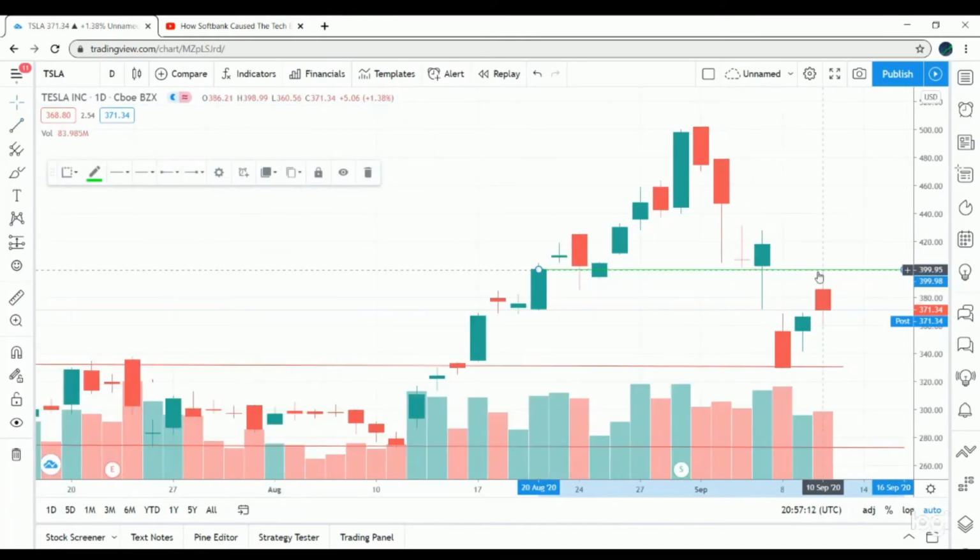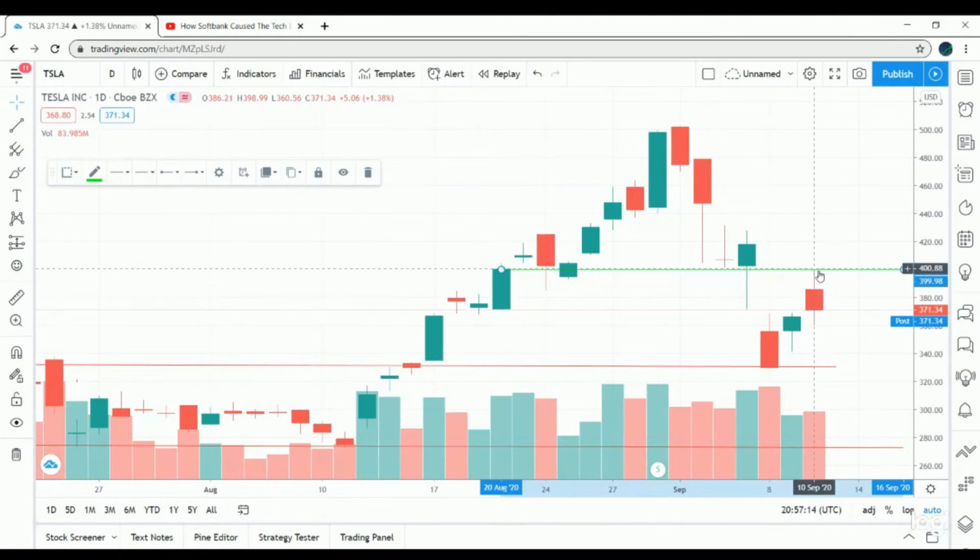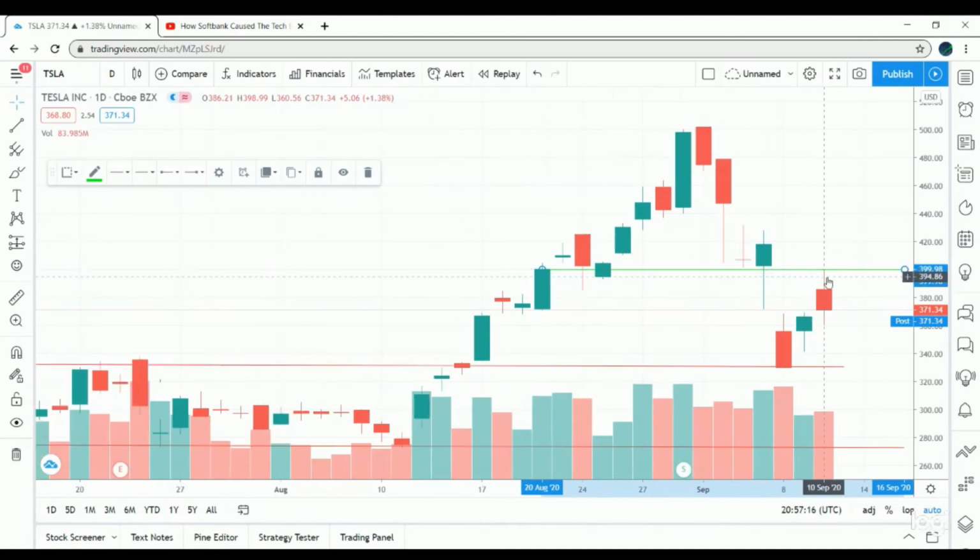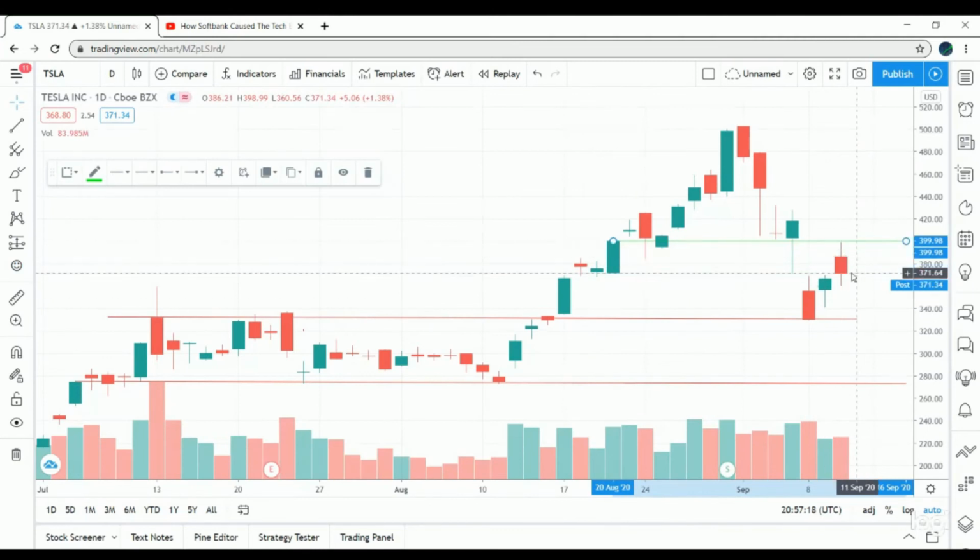Earlier today, it actually almost got over. It went to like 399 or something, and then it was not able to, so it went back down. So I think this is going to be a difficult point to break, but I think we should be able to break this point definitely by the end of next week because of Battery Day.